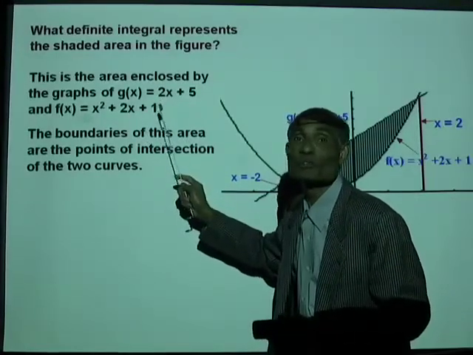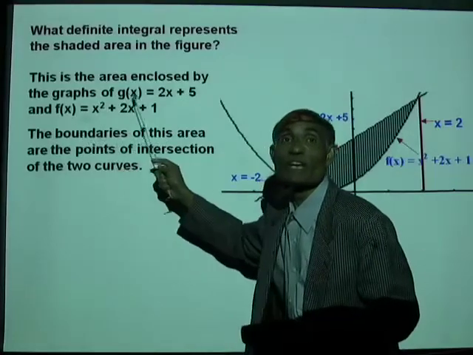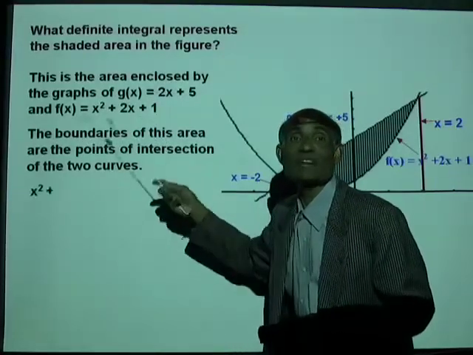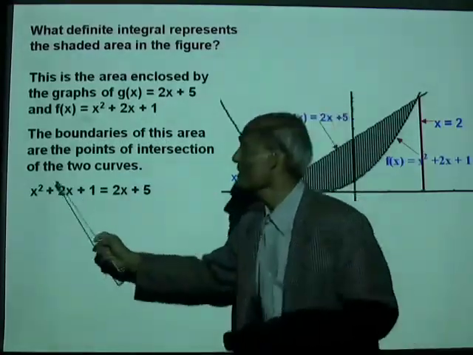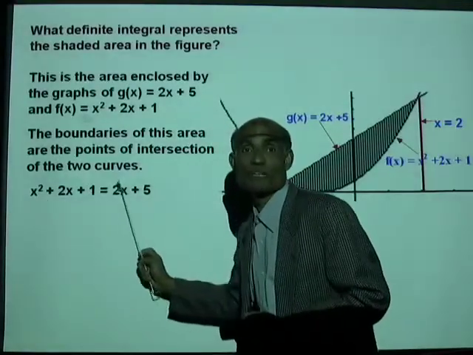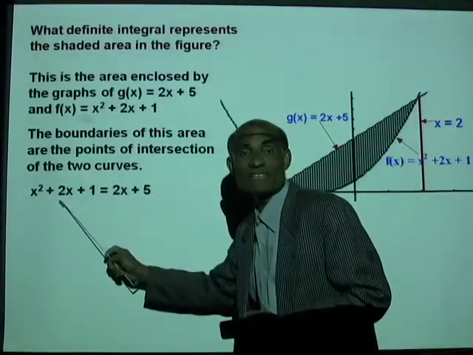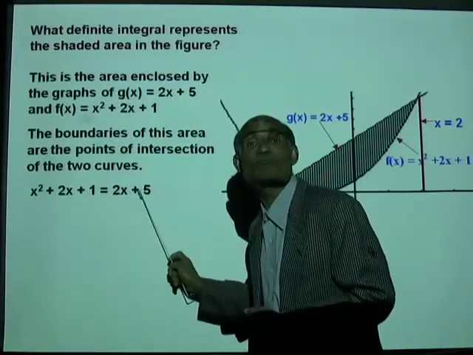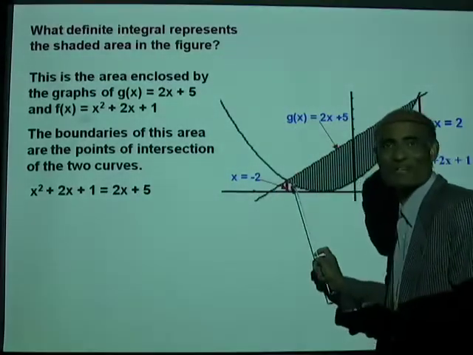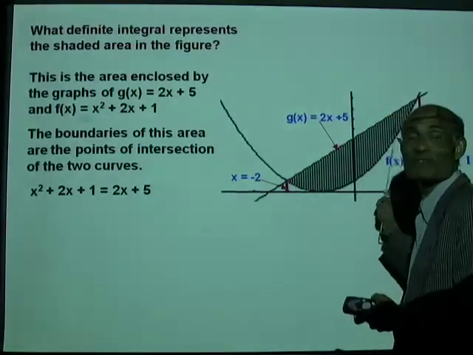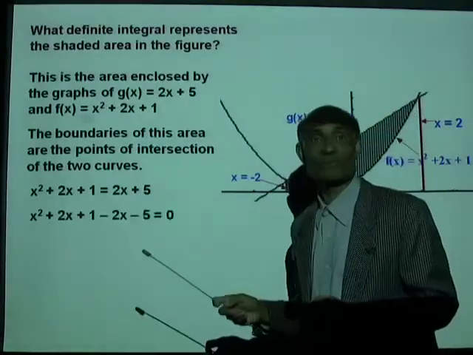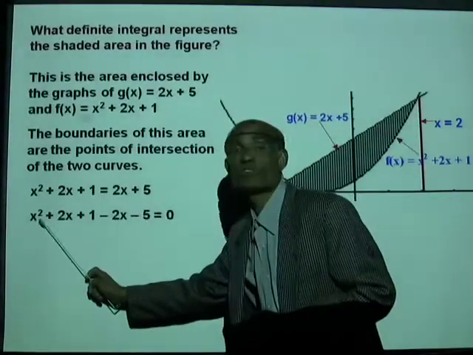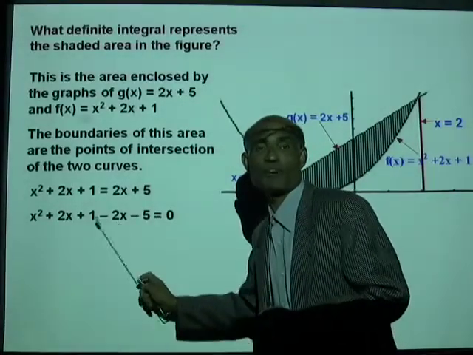So what all we need to do is set f of x equal to g of x and solve for x. So this is our f of x and this is our g of x. Set them equal to each other. Is that right? Where they intersect, the functions are equal to each other. Now, solve this equation. Now, follow these steps.